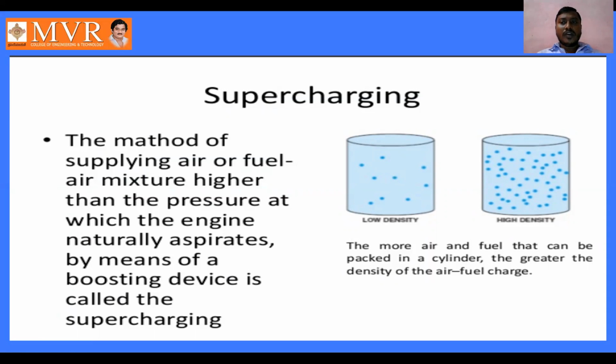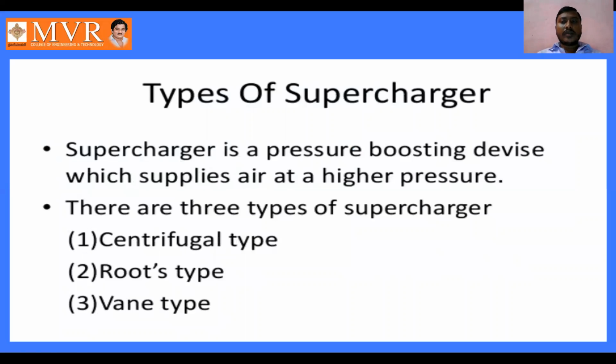The pressure with which we force air into the engine cylinder should be more than the atmospheric pressure, and by doing so we develop the engine efficiency as well as the output of the engine cylinder. That is the supercharger, which we are learning about here under supercharging. Coming to the types of superchargers, we have three types. The supercharger is a pressure boosting device which supplies air at a higher pressure.